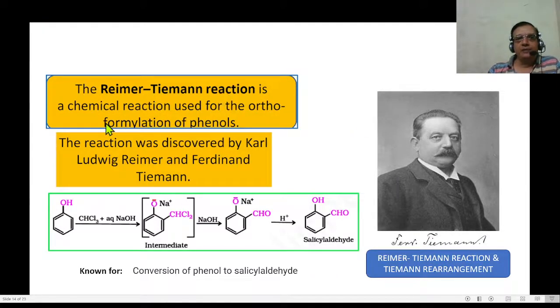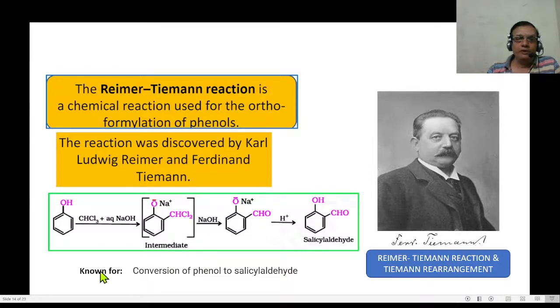The Reimer Tiemann reaction is a chemical reaction used for the orthoformylation of phenol, and the reaction was discovered by Carl Ludwig Reimer and Friedrich Tiemann. Unfortunately the photograph of Carl Ludwig Reimer is not available, only the photograph of Friedrich Tiemann is available, and this Tiemann is known for both. The first one is the Reimer Tiemann reaction. Another one he created separately is the Tiemann rearrangement reaction.